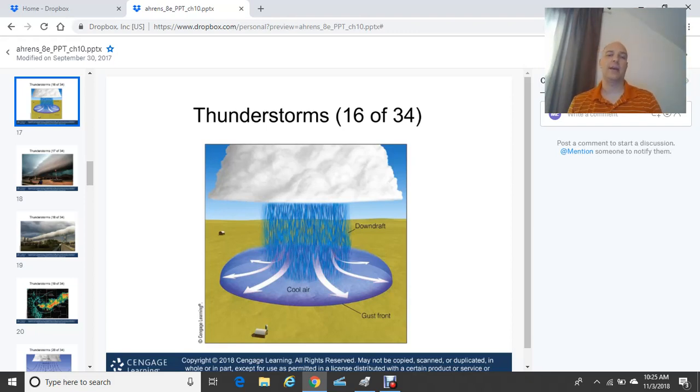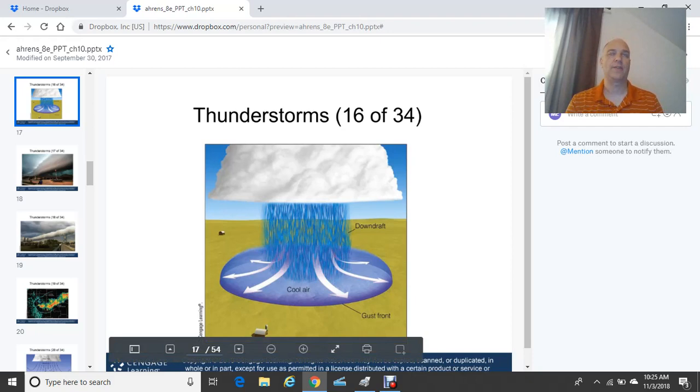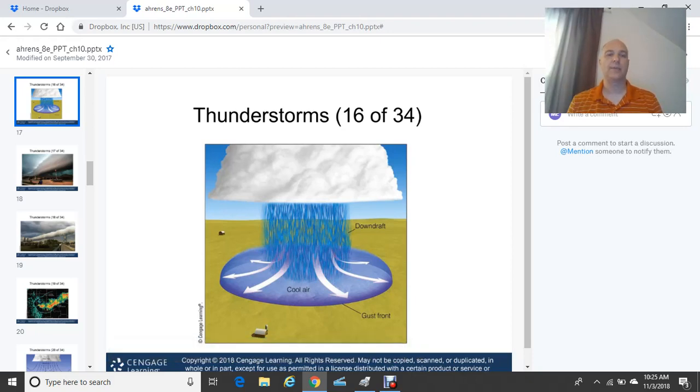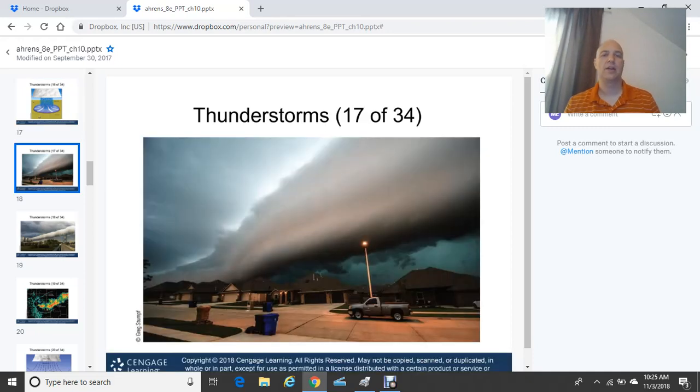This is an example of the downdraft and the cooler air that spreads out at the ground away from the thunderstorm. Notice the leading edge of the cooler air there, that bluer area, that circular area under the thunderstorm cloud. That's known as a gust front. Okay. When you start feeling that really cool air, temperatures start cooling off on a hot, humid day as the thunderstorm approaches. Now this is an example of a very interesting cloud. This is known as a shelf cloud.